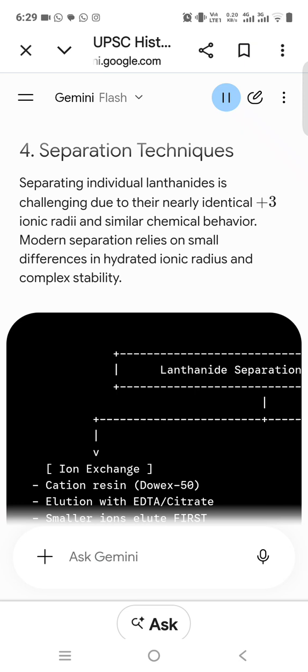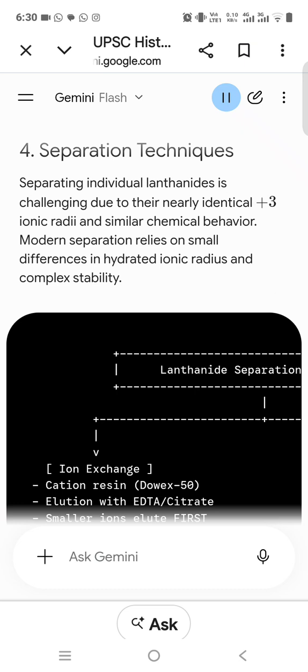B. Solvent extraction, or liquid-liquid extraction, uses organic extractants such as tributyl phosphate, TBP, in an organic solvent like kerosene, against an aqueous nitric acid phase. Principle: Ln³⁺ forms neutral adducts like Ln(NO₃)₃·3TBP. Extractability into the organic phase increases with atomic number due to increasing charge density.